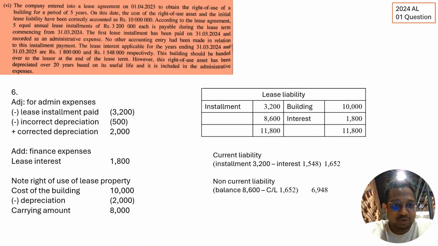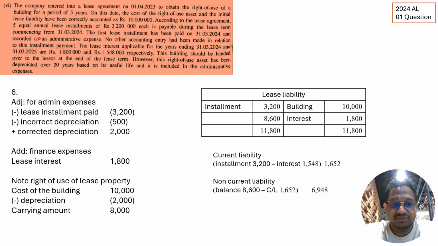Sixth adjustment is about lease, and here the company entered into a lease agreement on 1st of April 2023, which means the opening date, to obtain the right of use of a building for the period of 5 years. So this is an operating lease because they obtained this building only to use for 5 years. On this day, the cost of the right of use asset and the initial lease liability have been correctly accounted as 10 million. According to the lease agreement, 5 equal annual installments of 3,200 each are payable during the lease term, commencing from 31st March 2024.